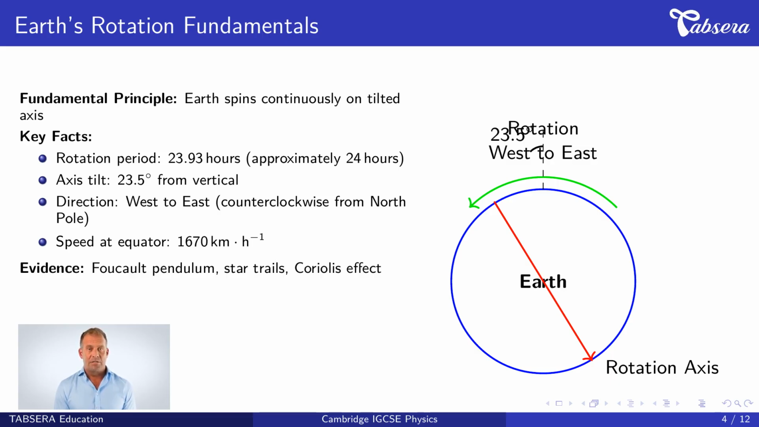The rotation direction is west to east, which appears counterclockwise when viewed from above the North Pole. The speed at the equator is 1,670 kilometers per hour. Evidence for rotation includes Foucault pendulums, which demonstrate Earth's spin, star trails in photographs, and the Coriolis effect on moving objects.